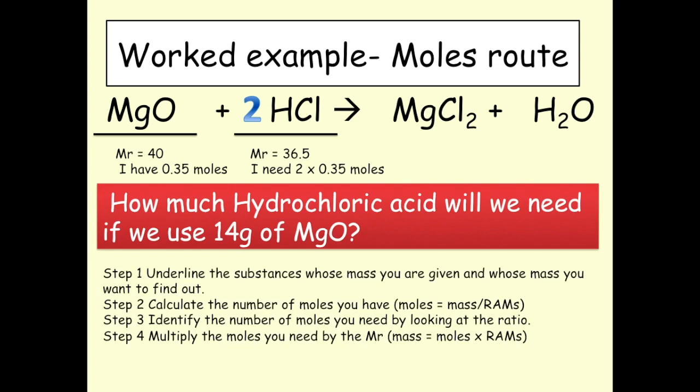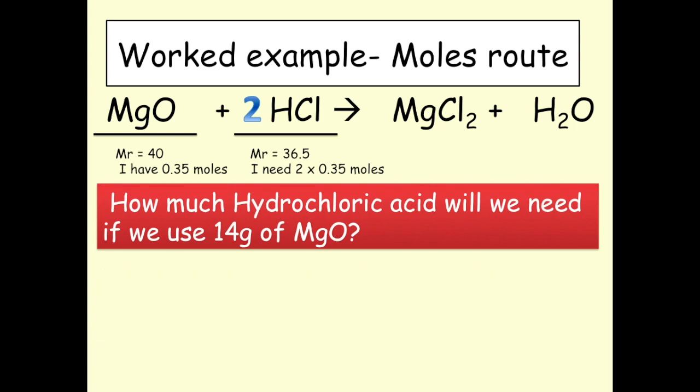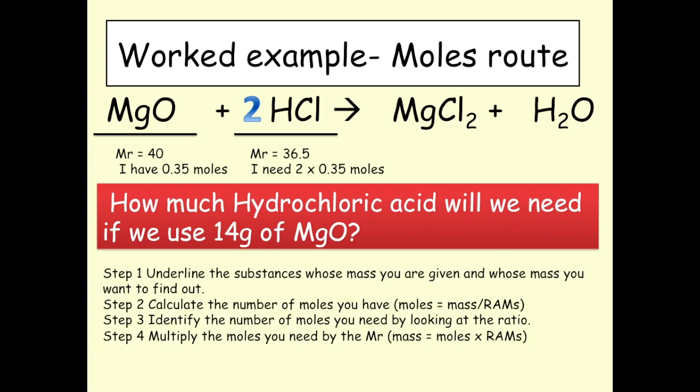So mass is moles times MR. So 0.7 moles times the MR will give us the answer, which should still be 25.55. So it's 0.7 times 36.5. Notice I don't need to double it twice. Because I've doubled the number of moles, I don't need to double the MR there.